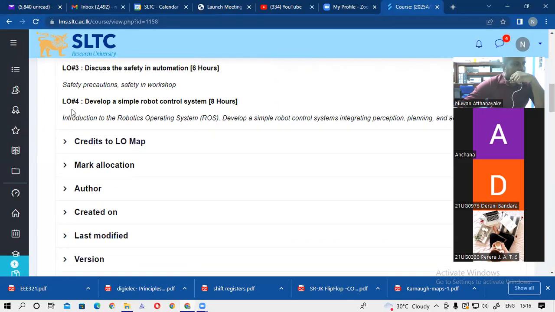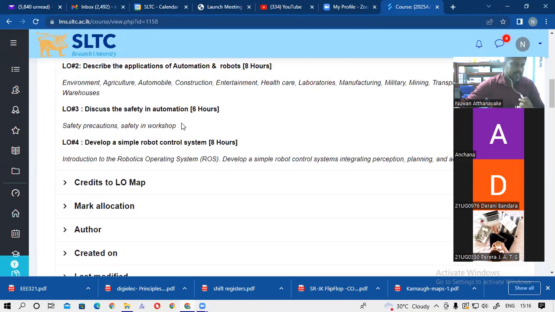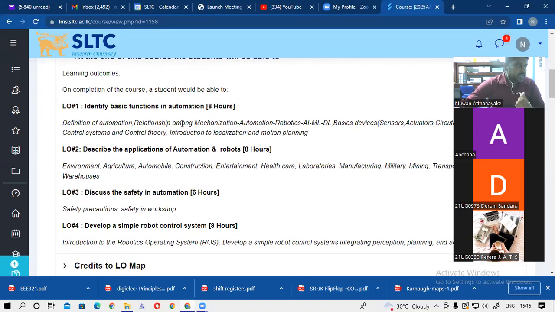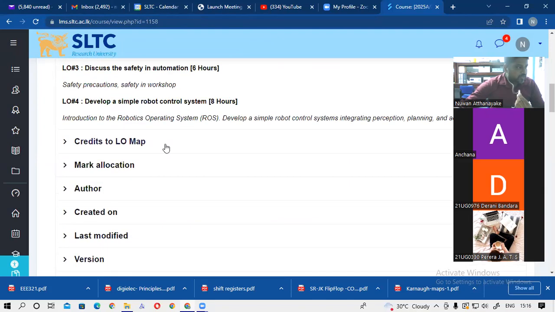And as the fourth learning outcome, we are going to develop a simple robot system using open source software, that is ROS, Robotic Operating System. Those are the outcomes of this course.